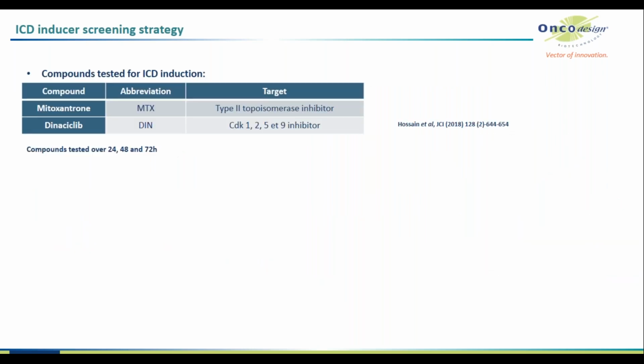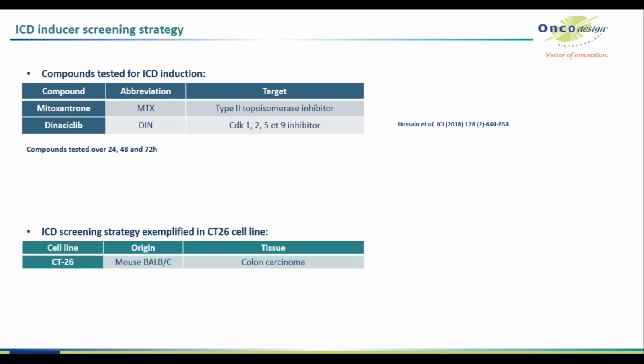So, mitoxantrone, a well-known ICD inducer in the literature, was considered to be used as one of the positive controls. Another positive control that we decided to use came from a recent publication in 2018, called Nanocyclix. This one is a CDK inhibitor, and as a company, since we are interested in kinase inhibitors, this was of interest to us. We tested these compounds over different time points in a mouse cell line, CT26, which is a colon carcinoma from mouse.